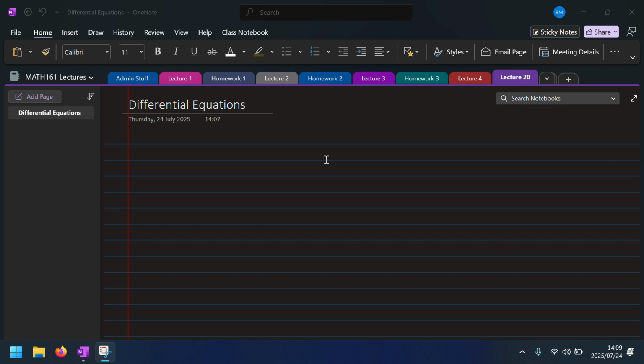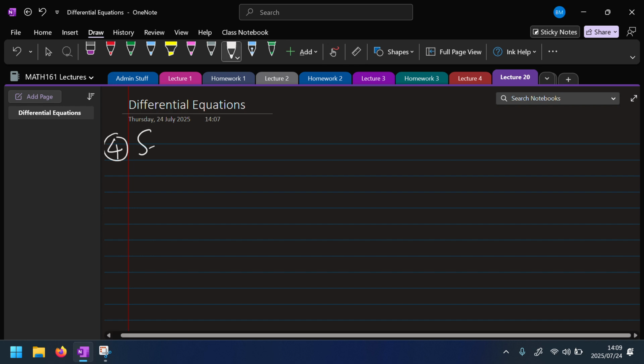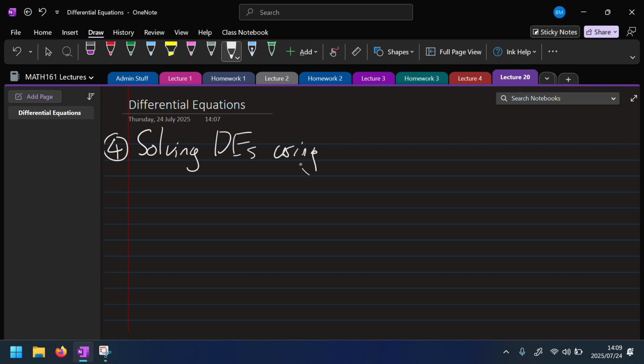Okay, so this is method number 4. Solving DEs using Laplace transform. Okay, so we're going to do a quick recap of what the Laplace transform is and some of its properties, and then we'll go through the method on how to use it. So a quick revision.